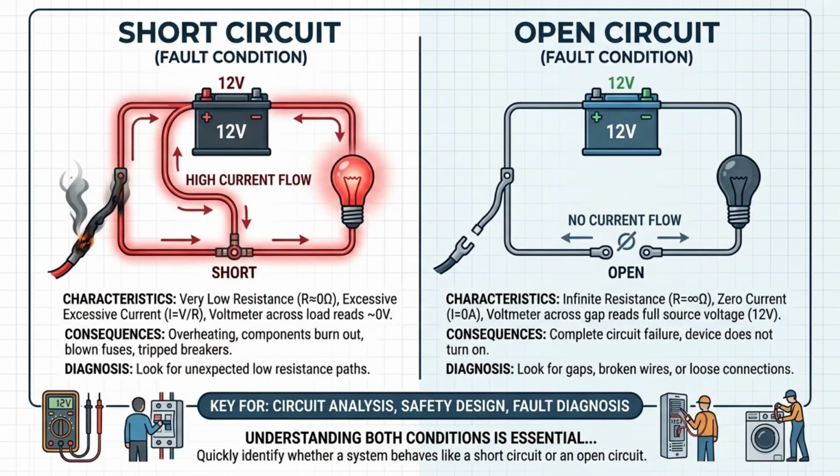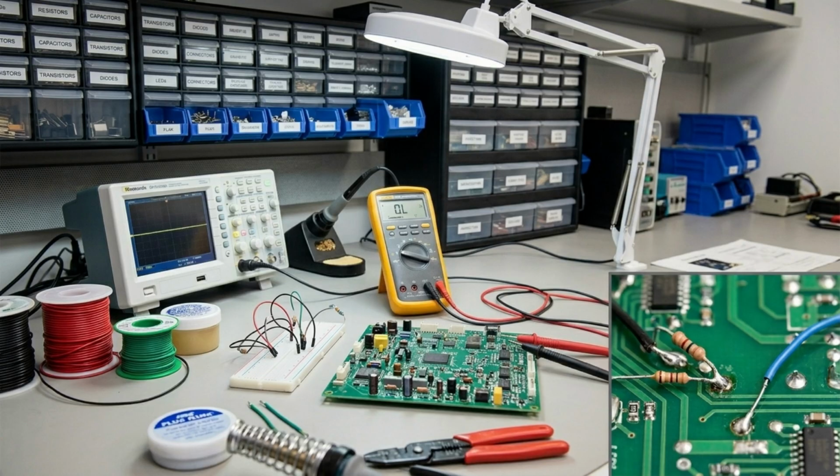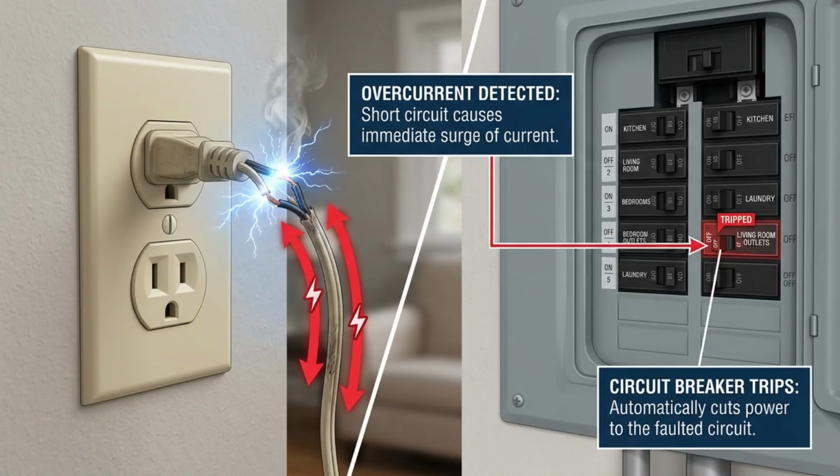Open circuits are also common in troubleshooting scenarios. A broken wire, disconnected connector, or failed solder joint can create an open circuit condition. Engineers often diagnose open circuits by checking continuity using measurement tools. Understanding both conditions is essential for circuit analysis, safety design, and fault diagnosis. Many real-world electrical problems can be quickly identified by determining whether a system behaves like a short circuit or an open circuit.